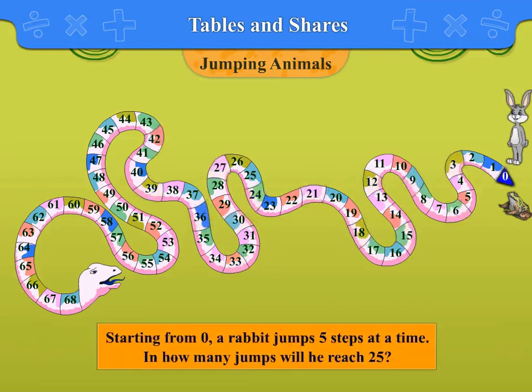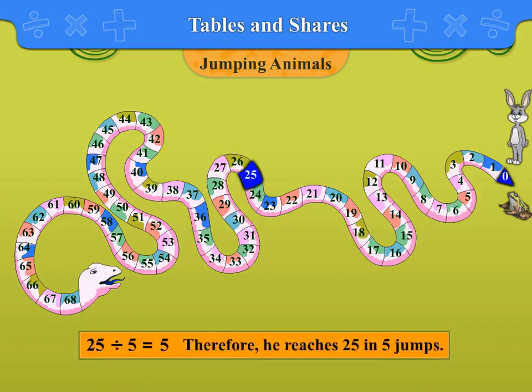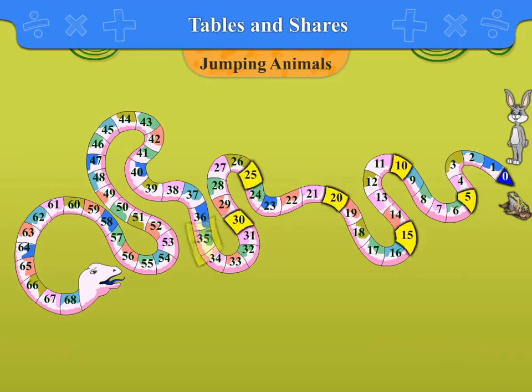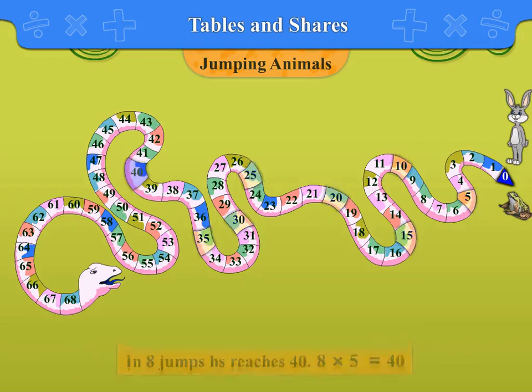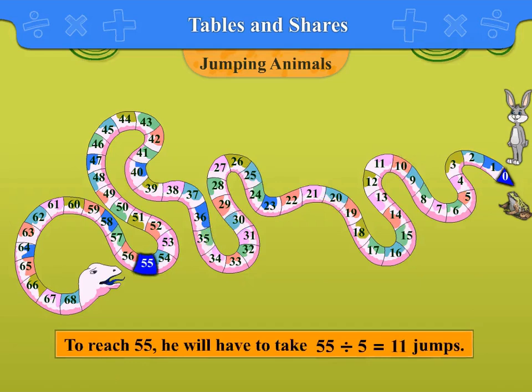Starting from 0, a rabbit jumps 5 steps at a time. In how many jumps will he reach 25? 25 divided by 5 is equal to 5. Therefore, he reaches 25 in 5 jumps. In 8 jumps, he reaches 40. 8 into 5 is equal to 40. Therefore, after 8 jumps, he will reach 40. To reach 55, he will have to take 55 divided by 5 is equal to 11 jumps.